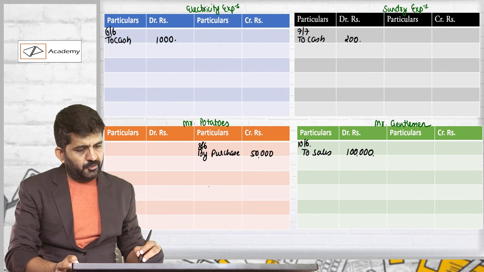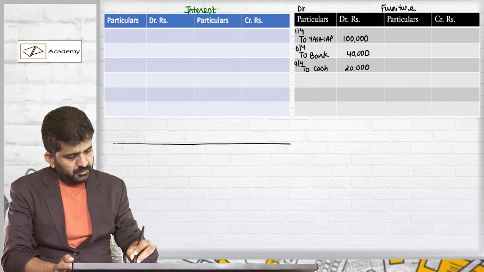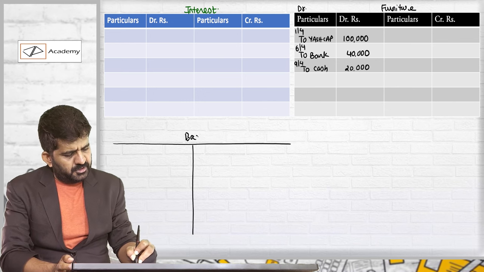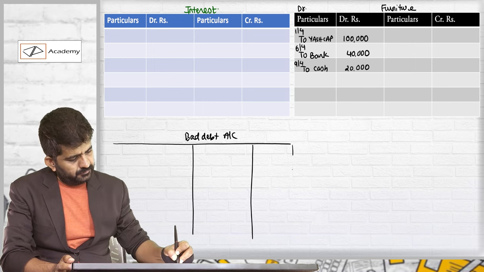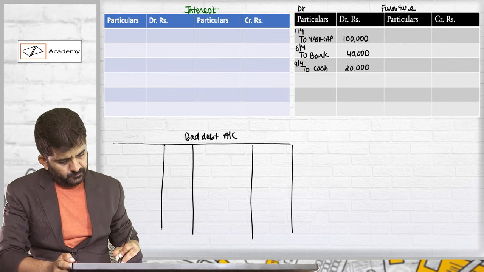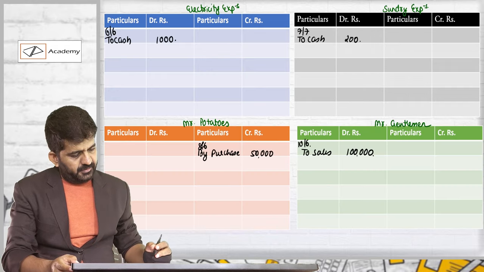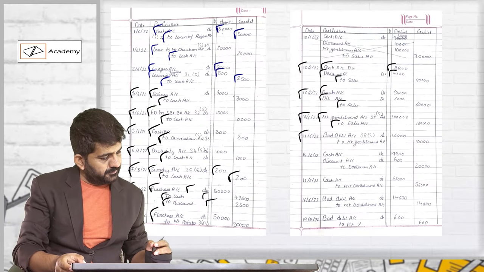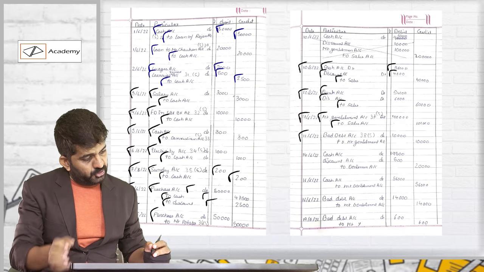I think I've forgotten to draw bad debt account. I can always draw it. So this is my bad debt account. And what is the journal entry? Bad debt account debit to Mr. Gentleman, 11th June, 10,000.